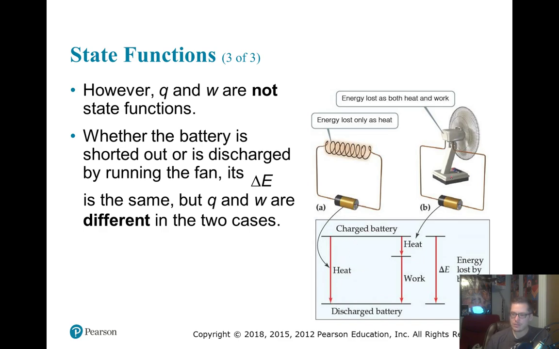And then the other way is if we hook up that battery to a fan. When the fan goes, that motor is going to spin the blade, and so we end up with our battery losing some of its energy to heat, but most of it gets turned into work. So notice that it does matter. It loses a total delta E, and it didn't matter how that happened, but independently, heat and work were not state functions. Their values depended upon the path that they took.